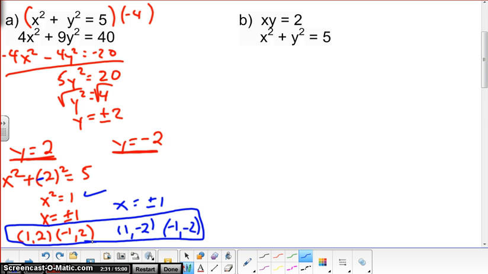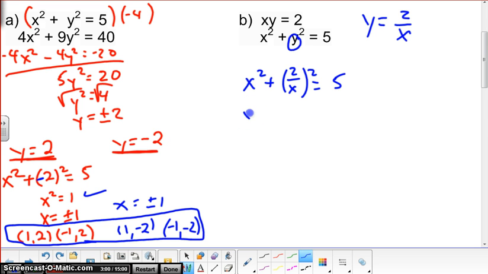Okay. For B, this one is a little bit different. On A, we could have used substitution or elimination. On B, we really do need to use substitution, so I'll take the first equation and solve that for y. So y equals 2 over x. Now I'm going to substitute that in for the y in the second equation. So I get x squared plus the quantity 2 over x squared equals 5. So I'll get x squared plus 4 over x squared equals 5.